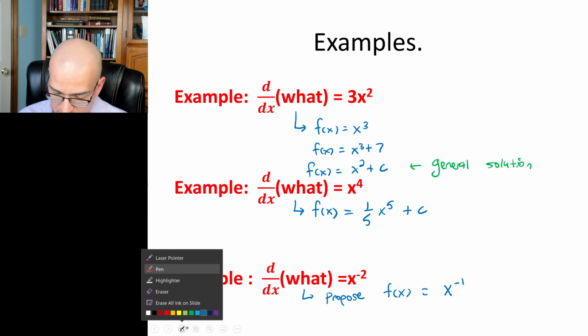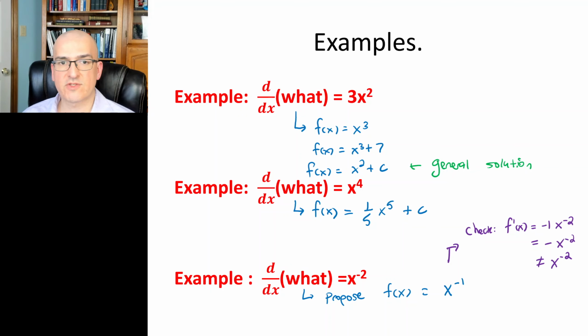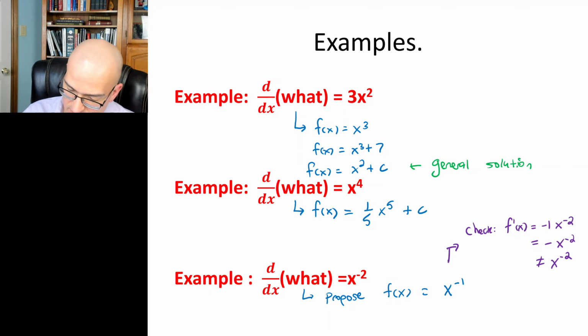So I'm going to show how you do this checking process. Let's check. Let's confirm. F prime of x is negative 1 times x to the power of negative 2. So minus x to the power of negative 2, which is not positive x to the negative 2. There's an extra minus sign in front. So how do we fix it? So this is wrong. Cross it out.